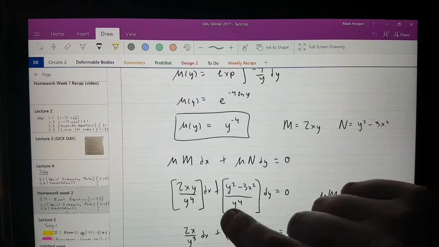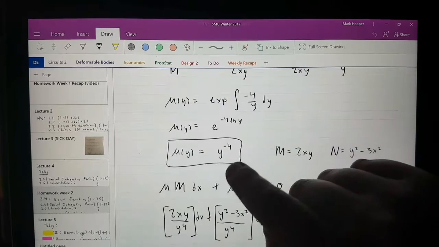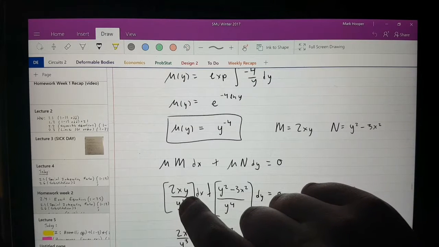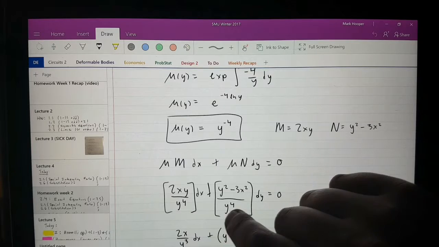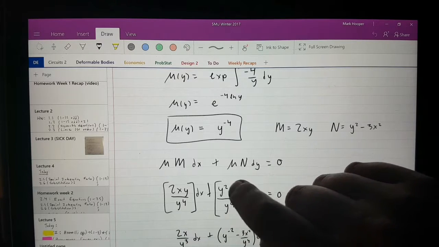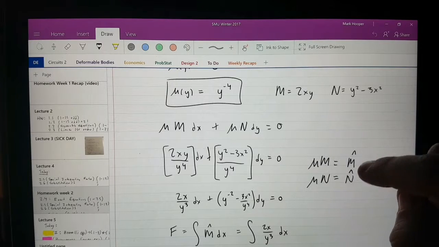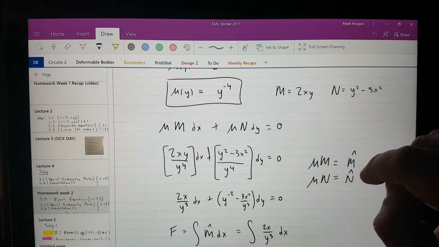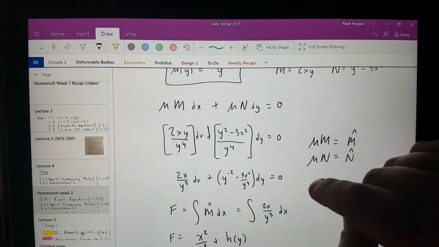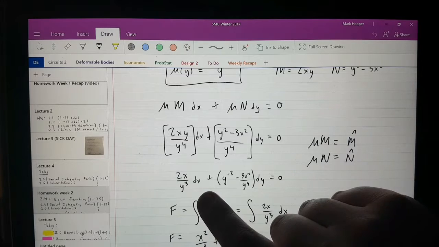So what we're going to do is mu times that, because mu is what? Y to the minus 4. So we took M, which was 2 times xy, and divided by that, and that must have been N. Then I used Rojas's notation and put an M hat. That's going to be mu M. So anyway, so we've got this.